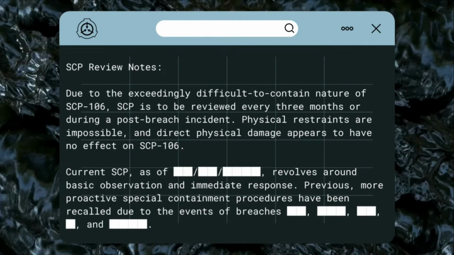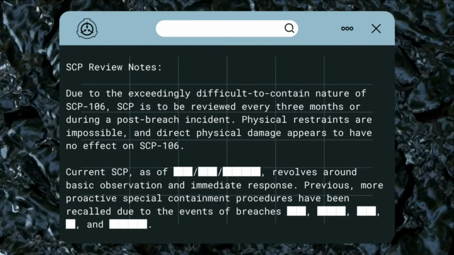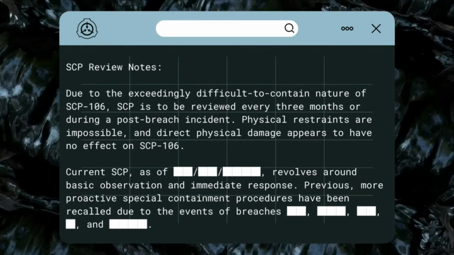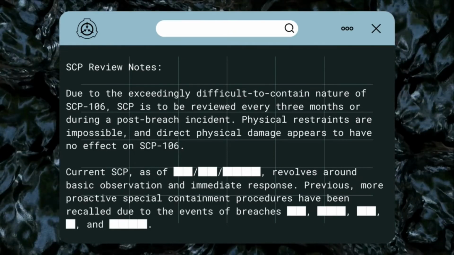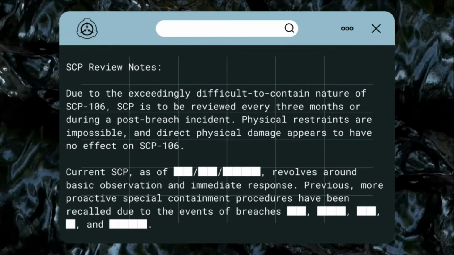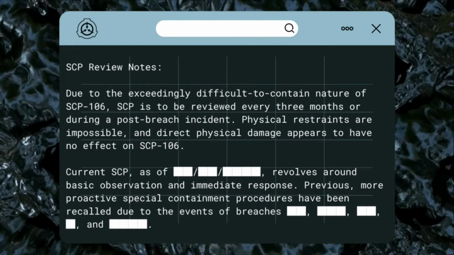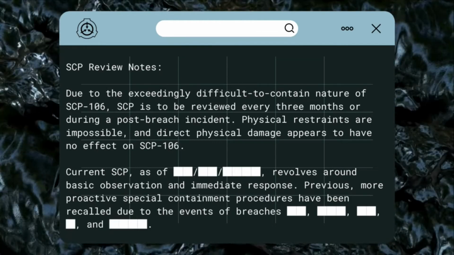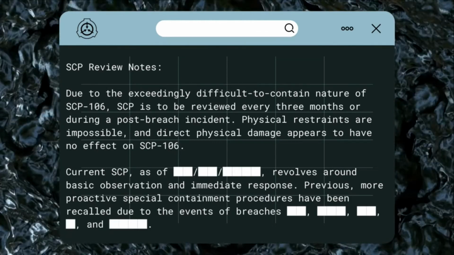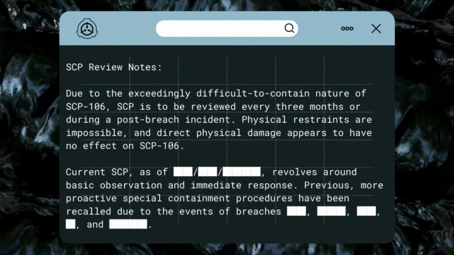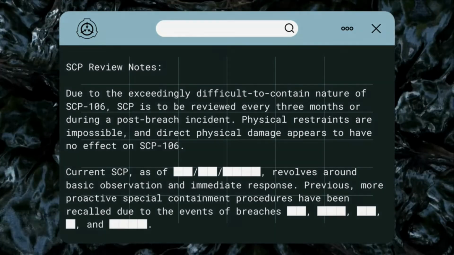Current SCP as of revolves around basic observation and immediate response. Previous, more proactive special containment procedures have been recalled due to the events of breaches and notes on behavior.